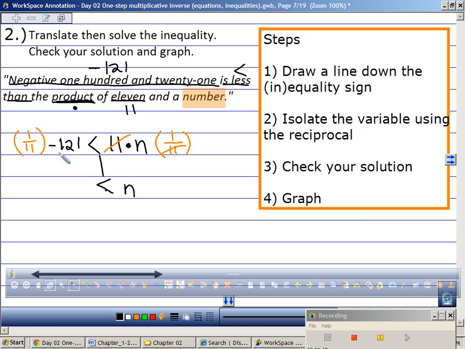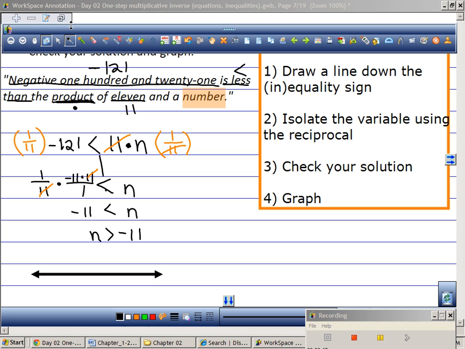So I've got negative 121. I'm going to rewrite that as negative 11 times 11, and we're multiplying that by 1 over 11. Everybody agree? Negative 11 times 11 is negative 121. Go ahead and cancel my 11. And I'm left with negative 11 is less than n. Go ahead and rewrite that: n is greater than negative 11.